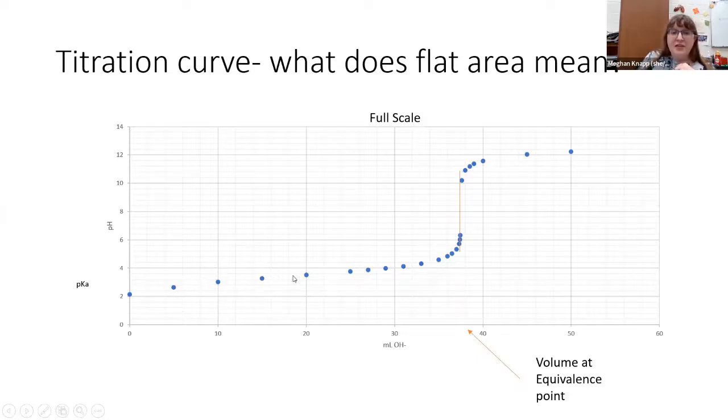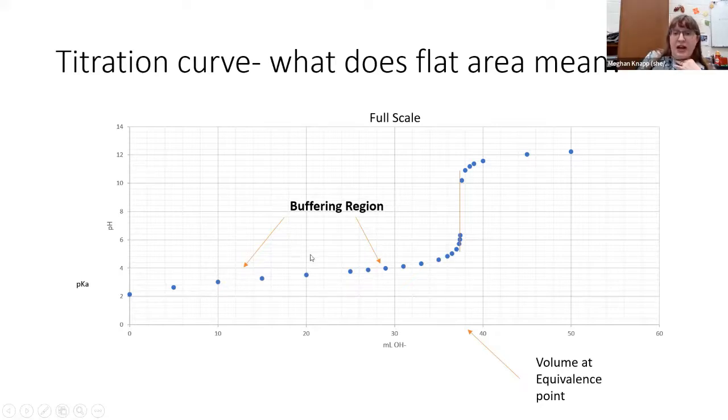So notice that we have this long flat region, and we might think, well, that's not interesting. We don't really care about that. But that's actually something that we can make use of. That region is what we call the buffering region. And so a buffer is something that doesn't change its pH a whole lot when you add an acid or a base. So you can see here, we've added 10 or 15 milliliters of hydroxide and the pH has barely changed. And so we can also use this to find some important information about the acid.